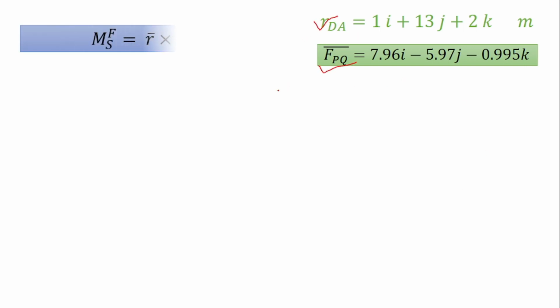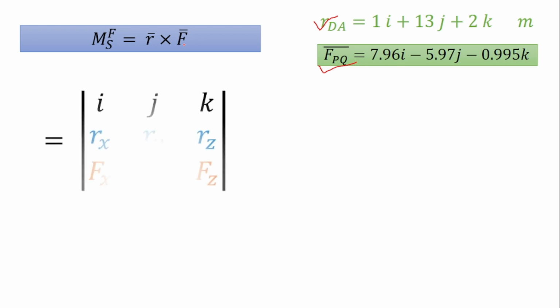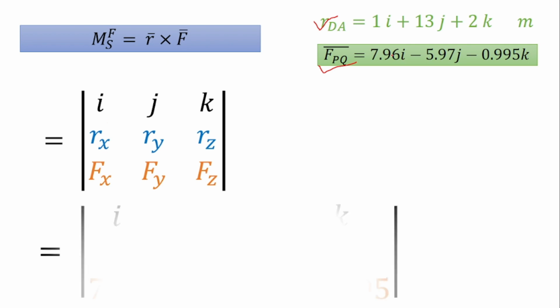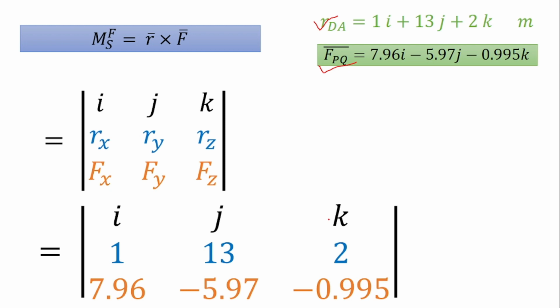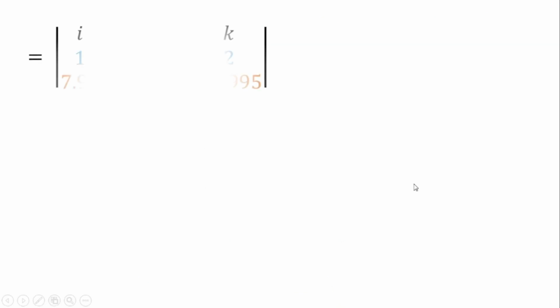We can find the moment of the force F about the point S. So it is the cross product of position vector into force vector. The format of the cross product is in determinant form. Put the values of Rx, Ry, Rz, that is 1, 13 and 2. Then Fx, Fy, Fz are 7.96, minus 5.97 and minus 0.995. So here we will find the cross product with the help of this determinant.